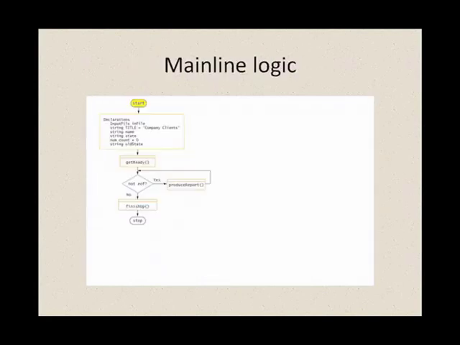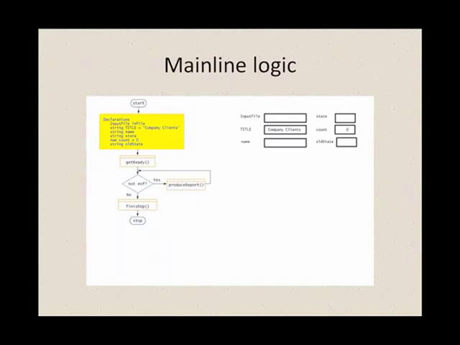Here's the mainline logic for this program. You would start the program and then make some declarations. There's a spot in memory for the input file that holds the client's names and states. There's a title for the top of the report. That's a constant that holds Company Clients. And there's room for a name and a state for each client, a count, which is initialized to 0, and a string called old state, which will be used to hold the state that we're currently working on to compare it to a new state to see if it's time for a control break. After the declarations have been made, it's time to perform the getReady module.